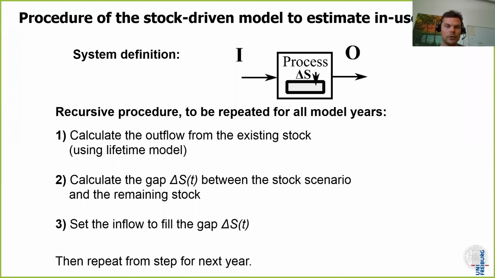And then we have in step 2 the mass balance gap. If the stock scenario says we should have 100 units of stock, and our previous calculation said that at the beginning of the year we had 90 units of stock, but we discard 5 units in the current year, so we have 85 units left, that means we need to consume 15 units to go from 85 to the target value 100. And we set the inflow of the given year to fill exactly that gap. So if the stock balance says we should have 100 because of the scenario, but we only have 85 left because of the lifetime model, we will produce 15.